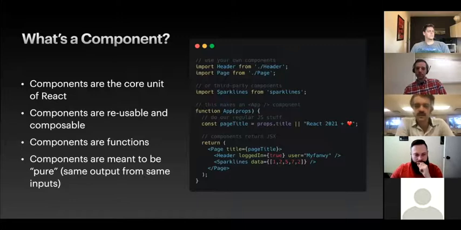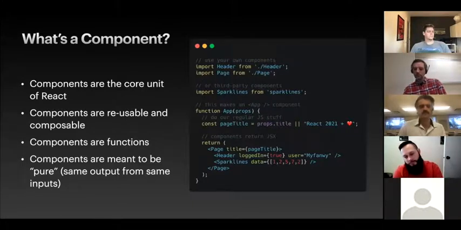So here we are making up our App component, and the App component contains a Page component, and the Page component contains both a Header and Sparklines component. They may have child components below them, we don't know. And our App component can then be rendered by itself or nested inside other components, or nested multiple times inside other components. So that's kind of the guts of what a component is in React.